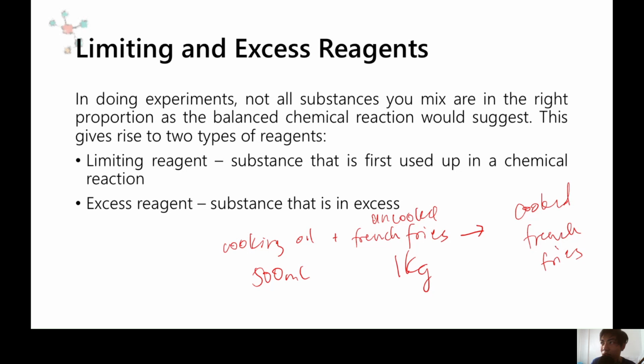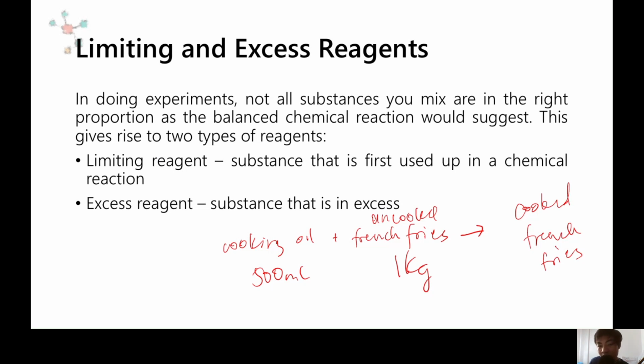So, ano mapapansin natin, in doing this cooking process, may substance na matitira and may substance na mauubos during the cooking process, as we form the cooked French fries, as we form the products. So, with that, may tawag tayong limiting and excess reagent. So, what is limiting reagent? The limiting reagents are the substances used up in chemical reactions. Kumbaga sa cooking, ito yung ubos na ubos. Ito yung simot na simot yung substance. Kailangan siya gamitin to create the product.